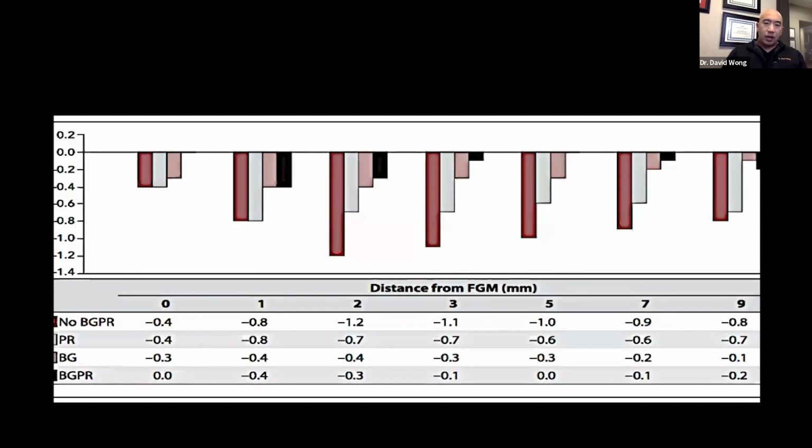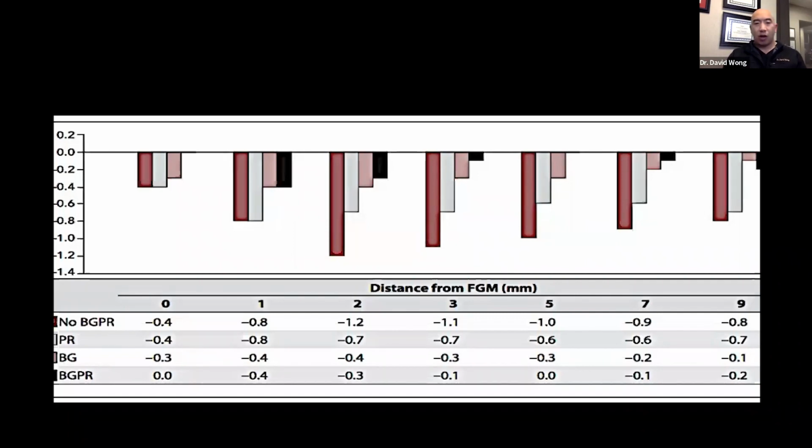Now, on the far right, you're going to notice your bone loss. Your average bone loss for most of these patients, if you don't do a bone graft and you only put a provisional on, you're going to lose 0.8 millimeters. You're going to lose 1 millimeter. If you do just a provisional restoration, you still lose about 1 millimeter, 0.7.